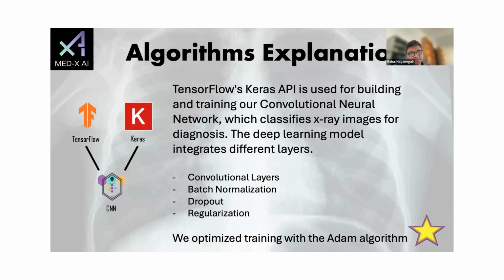So our model integrates various layers, each with a specific role. And we have convolution layers, which are like filters that help us detect important patterns in the X-ray images. And these patterns could signify various abnormalities or conditions. We've also incorporated batch normalization, which ensures stability and accelerates the training process. And dropout is another essential component, strategically dropping out some neurons during training to prevent the model from becoming too reliant on specific features, which helps in reducing overfitting.